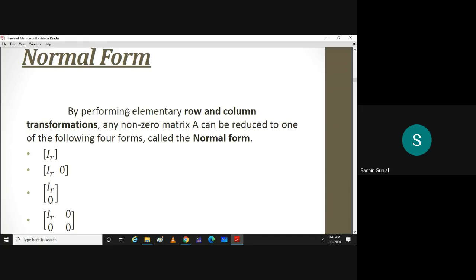By performing elementary row and column operations, a non-zero matrix A can be reduced to one of the following forms: IR, then IR 0. Note that this 0 is a block zero matrix. Then IR with a block zero matrix below it. Then IR 0 0 0.